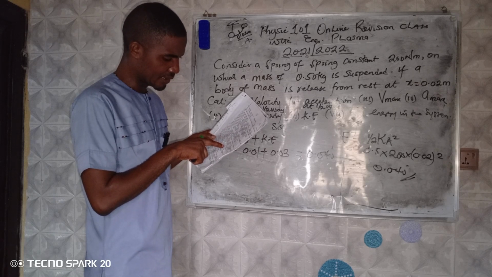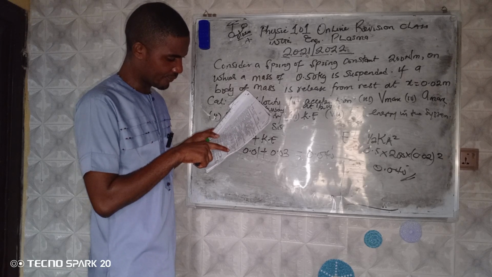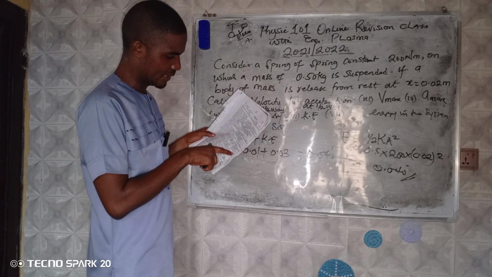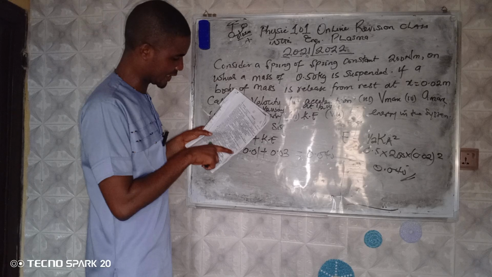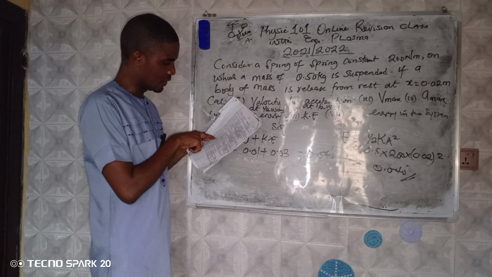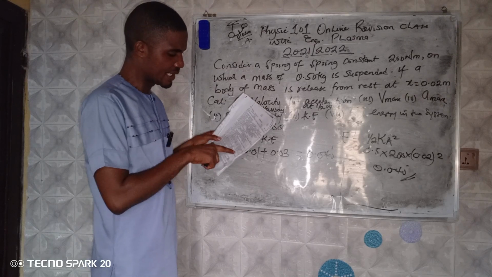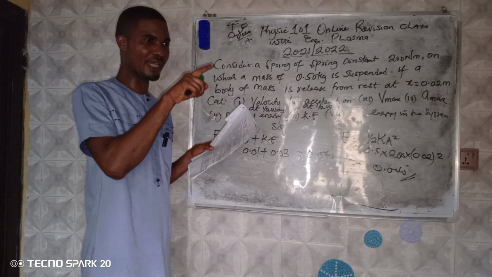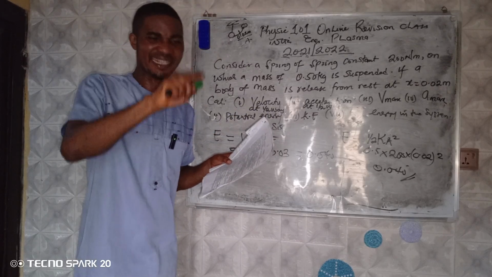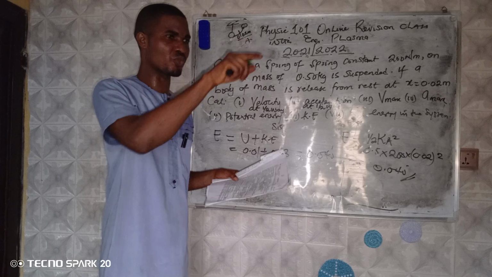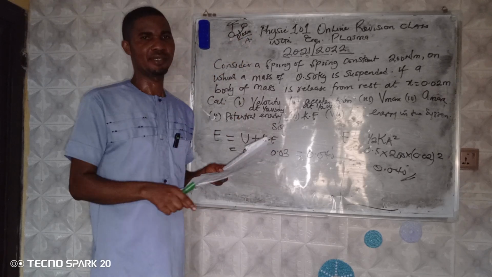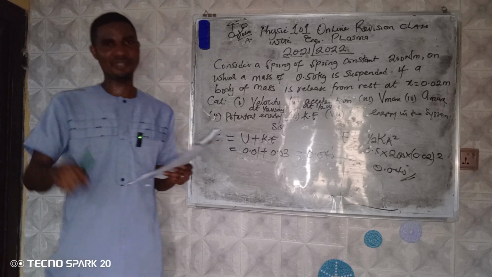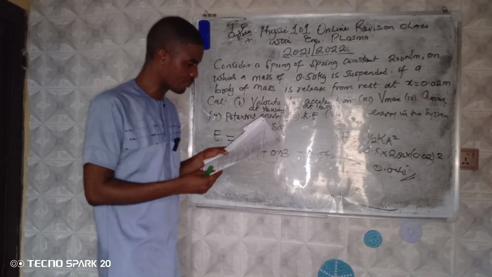Option D. There is no minus in the acceleration, making it so we are going for option B. Remember that option D, if you have minus W square xm or minus W square A, that is for maximum acceleration. So option B is the most correct.